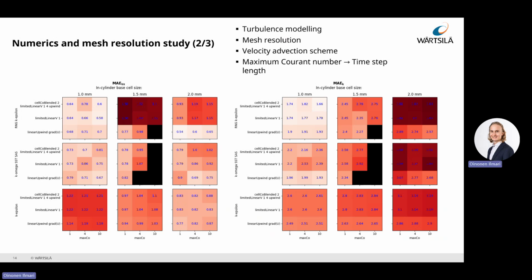Based on the results, the RNG k-epsilon and k-omega SST SAS turbulence models worked similarly well for fine mesh resolutions. The standard k-epsilon turbulence model for some reason predicted axial velocity better with coarser meshes. The velocity advection scheme had inconsistent effects on performance. Max Courant number had little effect on performance, but the simulations with a small maximum Courant number took a lot longer to run. It is visible that the middle mesh resolution had stability issues, which wasn't expected.